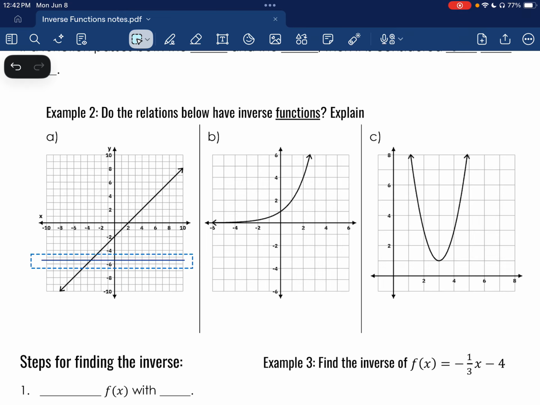Pretty cool. And so, because they're both functions, the original and its inverse, because it passes the HLT and the VLT, we know it is 1 to 1 as well.